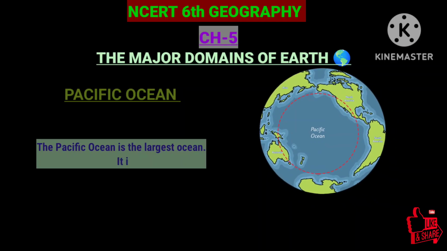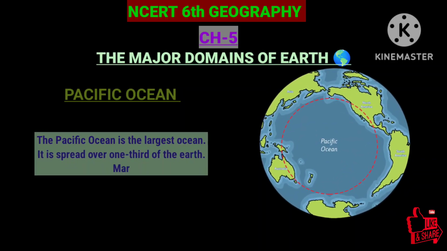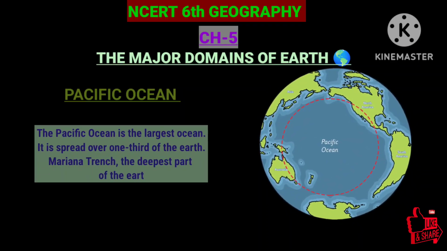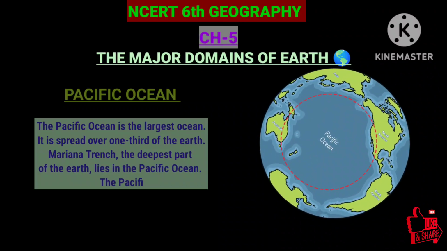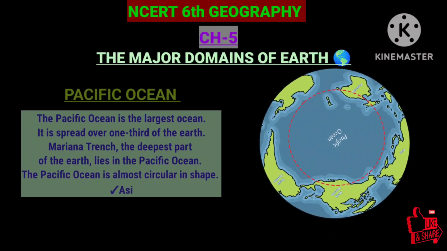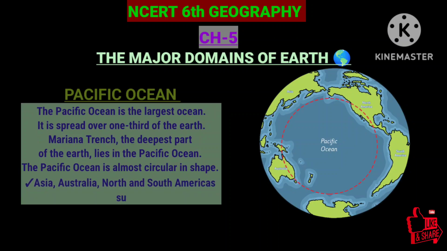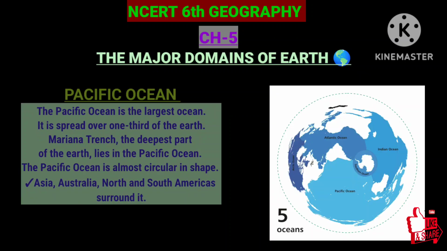The first ocean is the Pacific Ocean. The Pacific Ocean is the largest ocean. It is spread over one-third of the earth. The Mariana Trench, the deepest part of the earth, lies in the Pacific Ocean. The Pacific Ocean is almost circular in shape. Asia, Australia, and North and South America surround it.